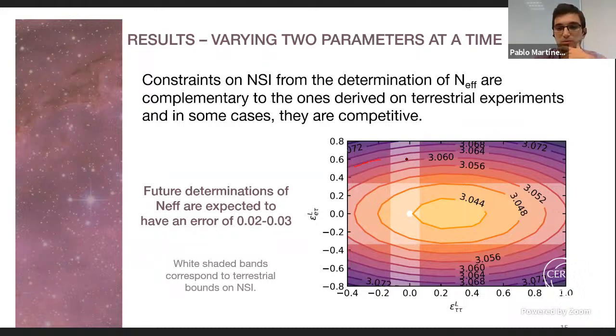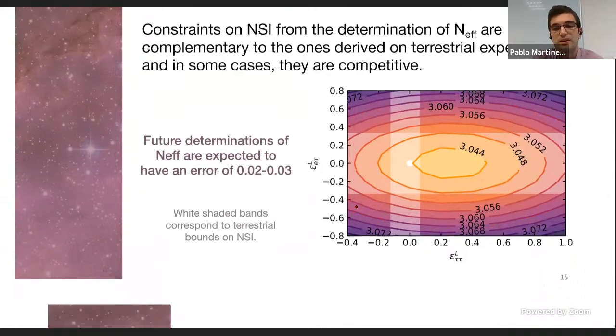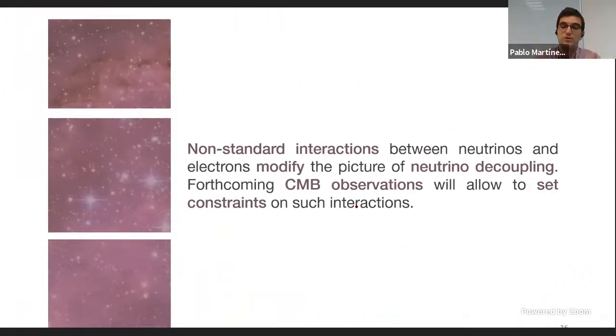So the bound from cosmology is the area enclosed by this ellipse here. Even if it's not as good as the terrestrial bound, it's true that these terrestrial bounds were obtained varying only one parameter at a time, whereas this is a multi-parameter fit. So actually, cosmology is sensitive to possible interplays between these two NSI interactions. So in this sense, cosmology is competitive with terrestrial bounds. So that was the first idea I wanted to talk about in this talk, that in the future, non-standard interactions can be probed from the fact that they modify the decoupling of neutrinos.